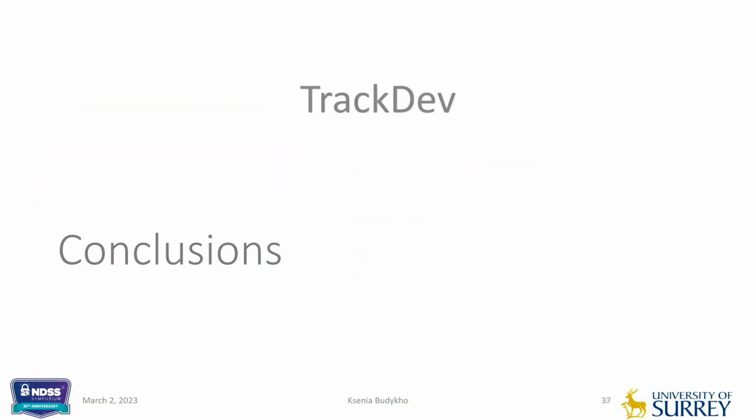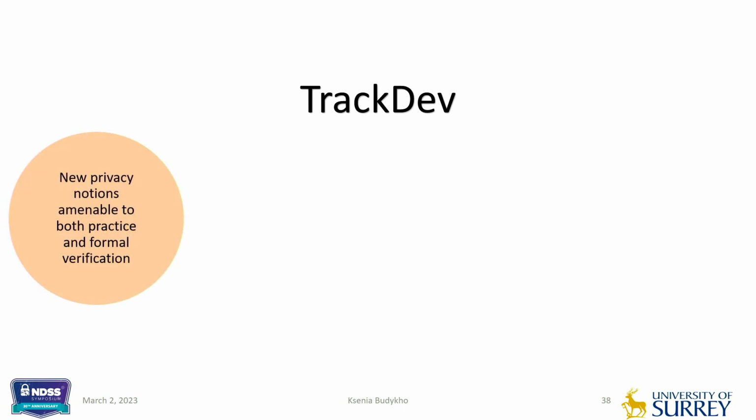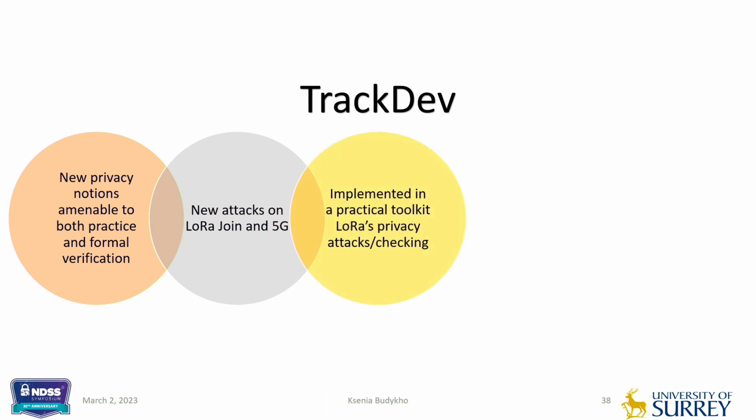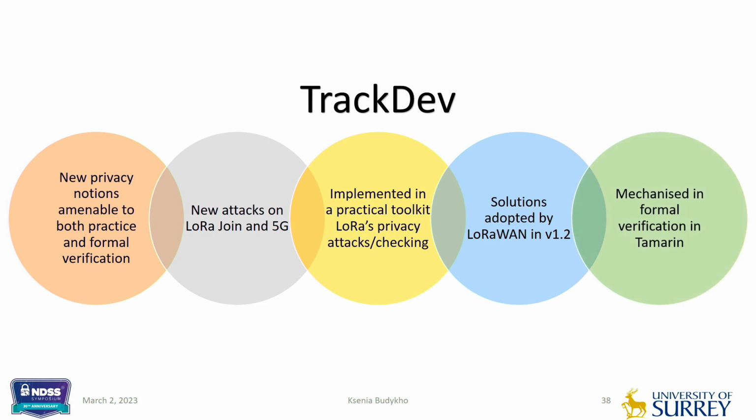So in conclusion, we have defined a new multi-parameter framework called TrackDev to reason about tracking protocol participants in their protocol executions. We show that TrackDev is worthwhile. It has several new privacy notions, over 32 in fact, amenable to both practice and formal verification. TrackDev has yielded novel attacks on the LoRaWAN Join protocol and 5G procedures. We have implemented in a practical toolkit called Flora our privacy attacks on the LoRaWAN Join version 1.1. In fact, our solutions will be adopted in the LoRaWAN Join version 1.2, with whom we're working closely right now. And we have shown that our framework is mechanizable in formal verification tools such as Tamarin.